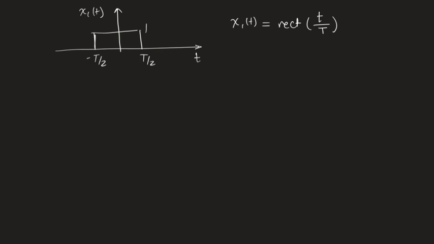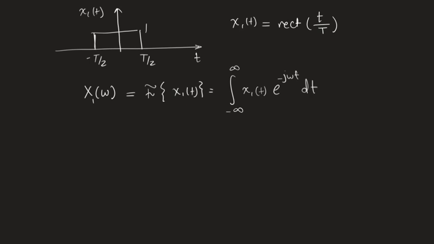Okay. Now, if you want to calculate the frequency domain representation, you can only opt for using the equation. So x, let's call it x1 of omega, is equal to the Fourier transform of that signal, x1 of t, which is simply defined as the integration from minus infinity to infinity of the function x1 of t e to the minus j omega t, and you integrate with respect to time. Now substitute the x1 of t.